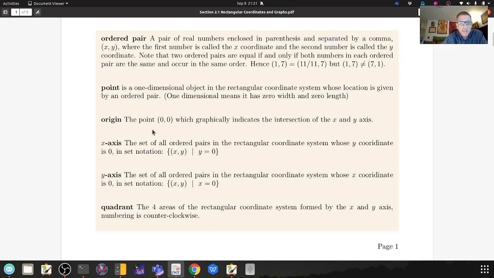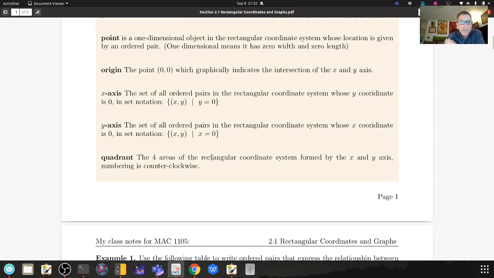So a point is a zero-dimensional object in the rectangular coordinate system whose location is given by an ordered pair. It has 0 width and 0 length. The point (0, 0), right at the intersection of the x and the y-axis, graphically indicates that intersection. The x-axis is the set of all ordered pairs in the rectangular coordinate system whose y-coordinate is 0. In set notation, it's the set of ordered pairs (x, y) such that y is equal to 0.